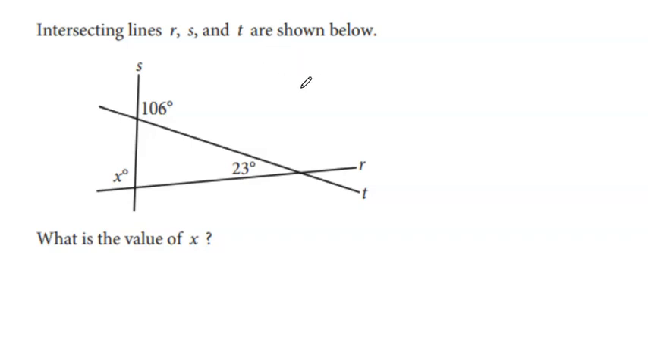In this question, we have three lines, R, S, and T, as shown. They are intersecting at 3 points, right? And we can see that based on their intersections, we have a triangle formed here. It's this triangle that we see. We are asked to find the angle x degrees. There are a couple of ways we can do this.